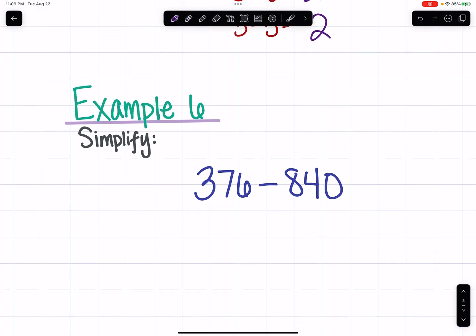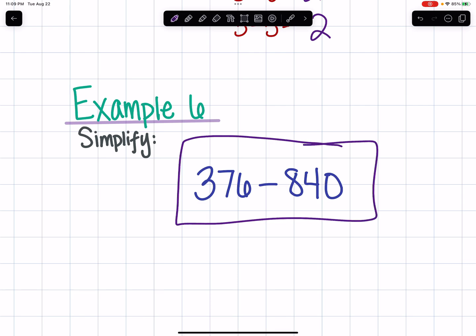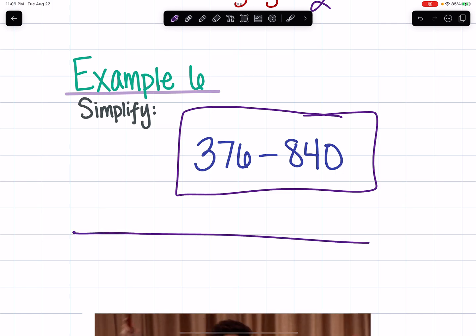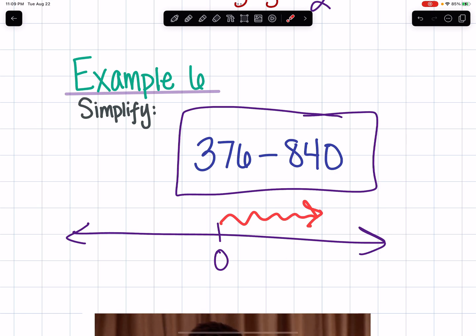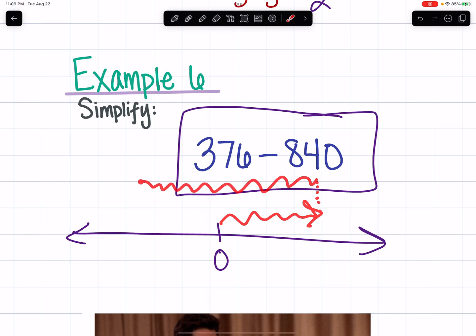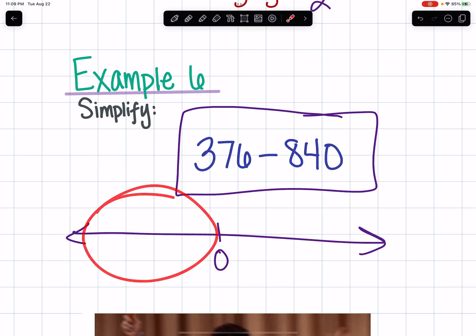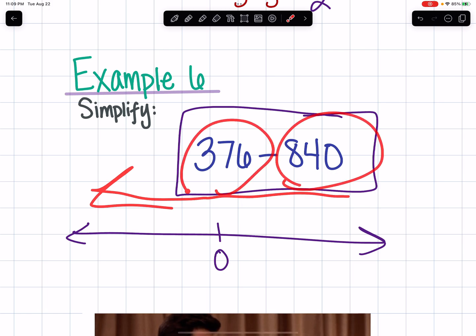Let's do example 6. And they want us to simplify this problem. Okay, so this could be a difficult problem, but I want you to imagine that number line in your head. Here's 0, and you're going to go somewhere like 300 to the right, and then you're going to draw the next dot, dot, dot, and the next line is negative 840 all the way somewhere over there. And you're going to end up with a negative number for that problem. You know you're going to go past 0 again because this is way bigger than that.